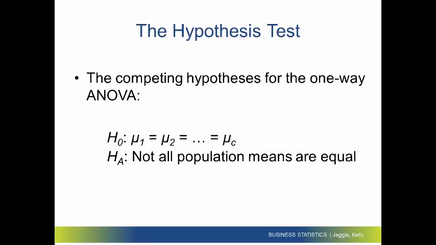Okay, so the hypotheses for the one-way ANOVA are as follows. H0, the null hypothesis, is mu1 equal to mu2 equal to mu3 and so on. This depends on how many population means we are comparing. The alternative hypothesis is not all the means are equal. Please note here, we are not saying that all the means are different, we are just saying that not all the means are equal, or at least two means differ.